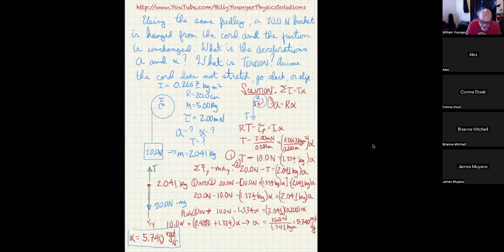And of course, A is equal to R times alpha. That's going to be equal to 5.740 times 0.2, because the radius is 0.2. And that gives me 1.148. And that's meters per second per second.